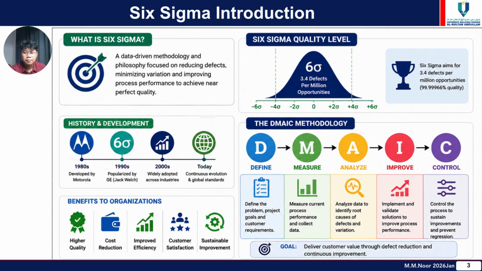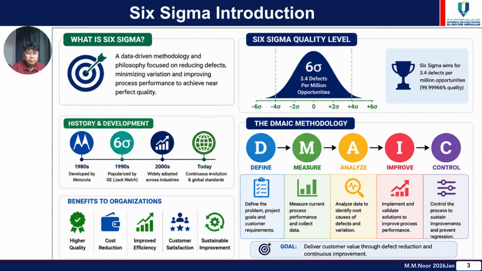On the top right, we can see the Six Sigma quality level represented by the normal distribution curve. The center of the curve represents the process mean, while the sigma level shows the variation from the target. At Six Sigma performance, a process produces only 3.4 defects per million opportunities, which is considered world-class quality. This means the process is highly consistent and produces very few errors.